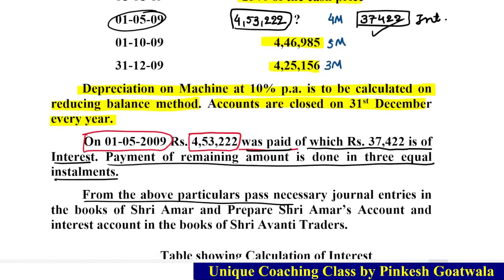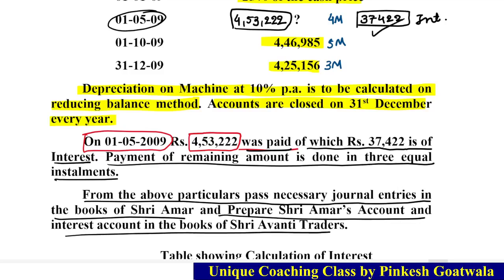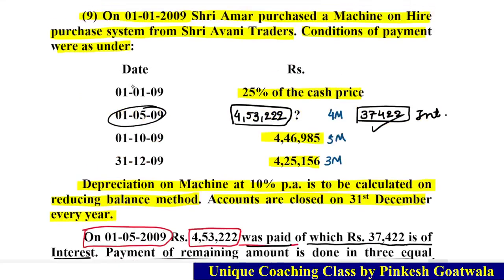From the above particulars, pass necessary journal entries in the books of Sri Amar and prepare Sri Amar's account and interest account in the books of Sri Avni Traders. In this sum you have to prepare yourself, because in a previous sum I told you how to prepare accounts and journal when installments are not paid yearly. In this example also, installments are not paid yearly, they are at gaps of 4 months and 3 months. So prepare the way shown earlier. In this sum I am not going to show journal and accounts; you can easily prepare them, as I have already explained in the previous video. In this video, I complete the calculation of the table.